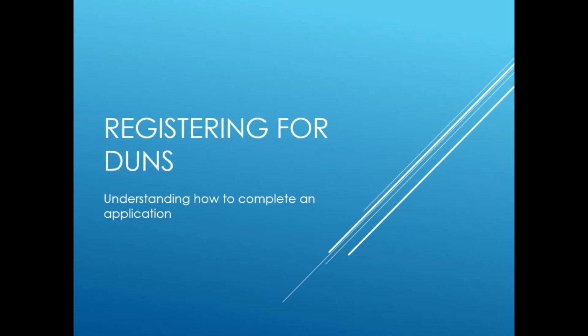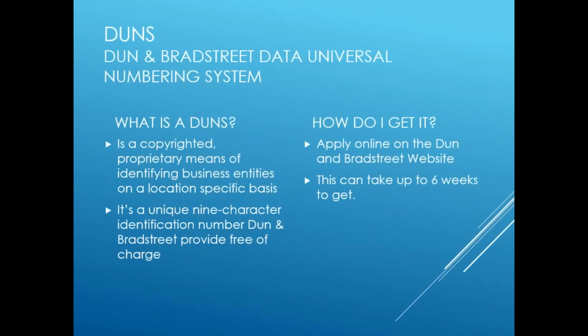All right, so registering for a DUNS, understanding how to complete an application. So we're going to go over how to do it online, but first let's talk a little bit about what exactly a DUNS number is. It's a copyrighted proprietary means of identifying a business's entity based on specific location information. It's a 9-digit number or character number, and it's provided by Dun & Bradstreet, who are the developers of the system. So it's completely free to get.